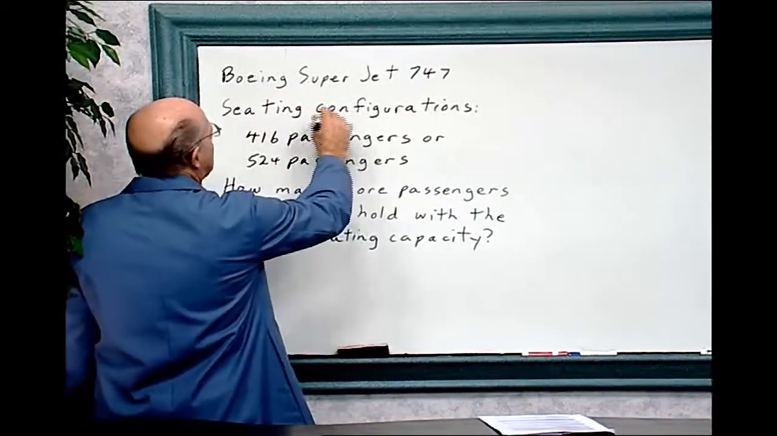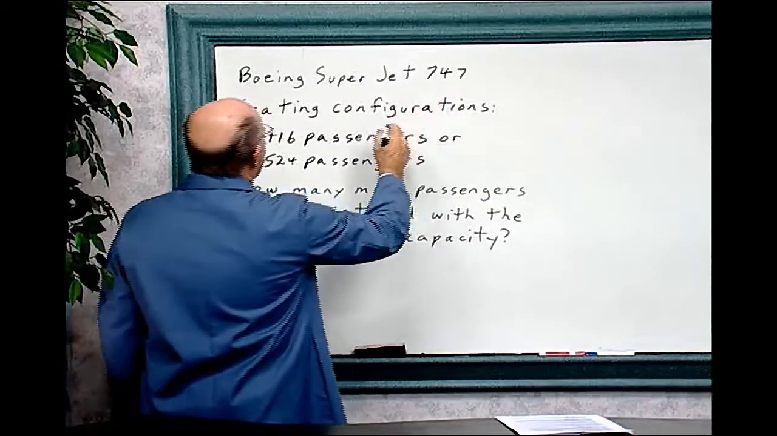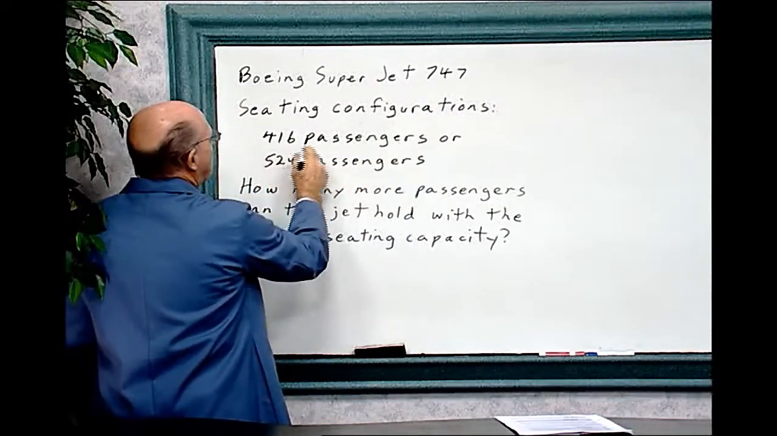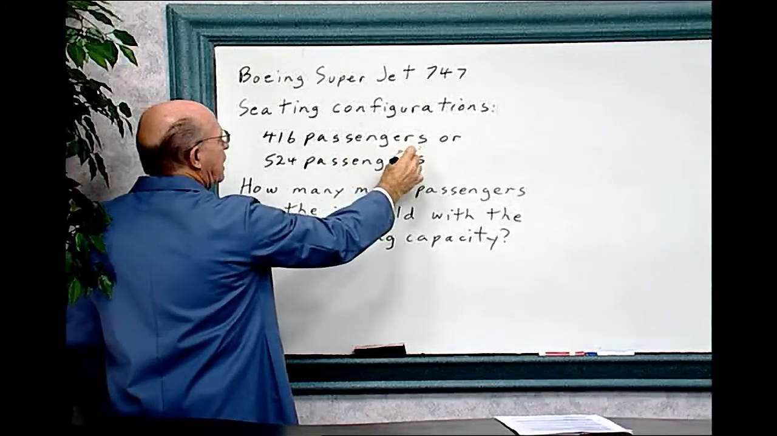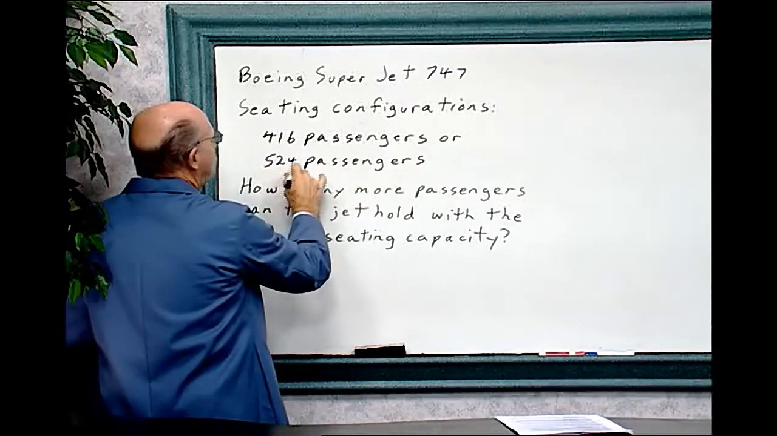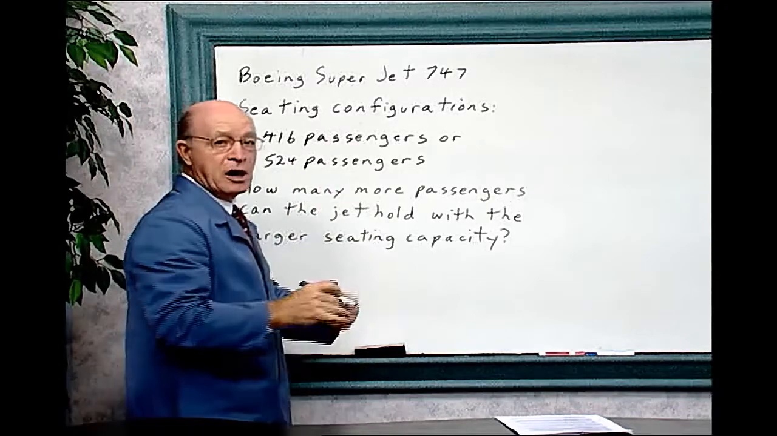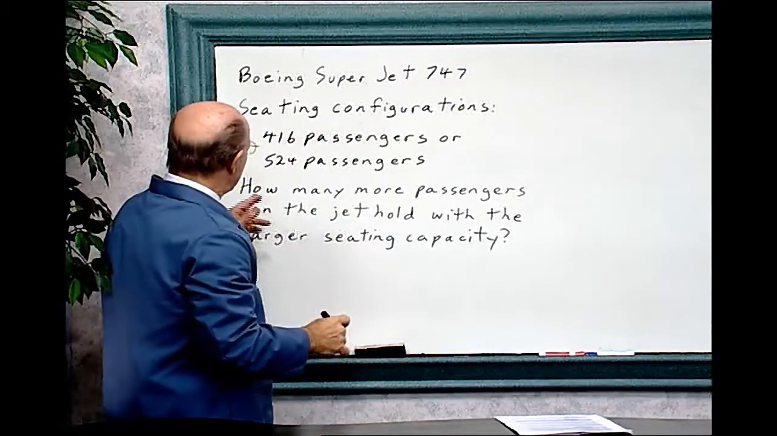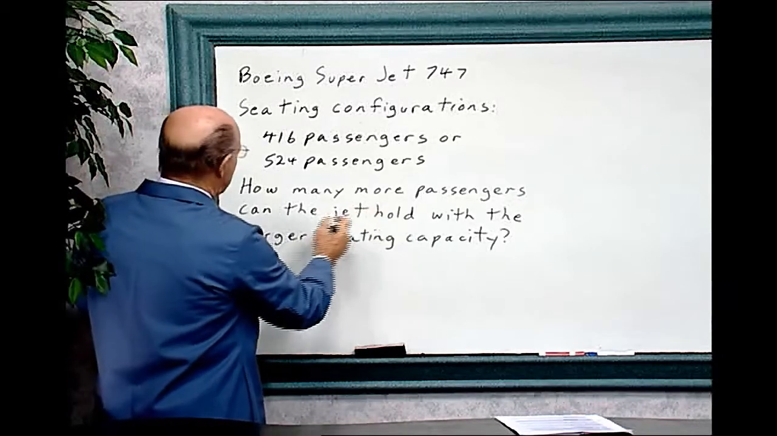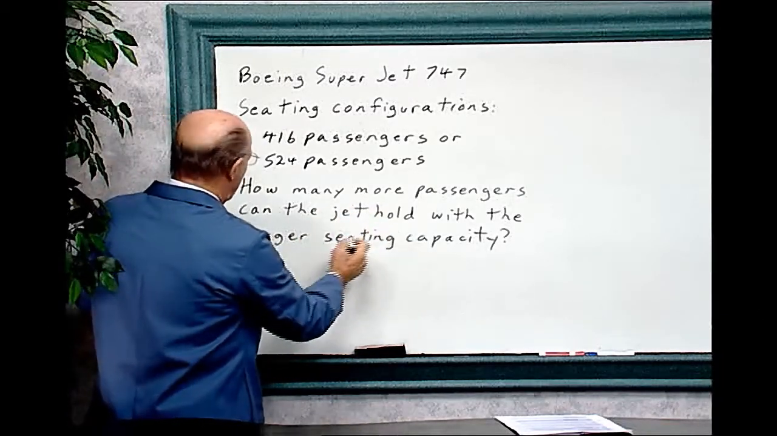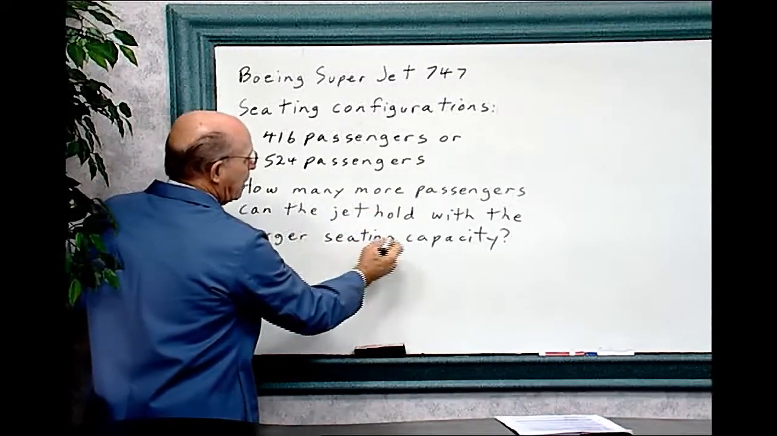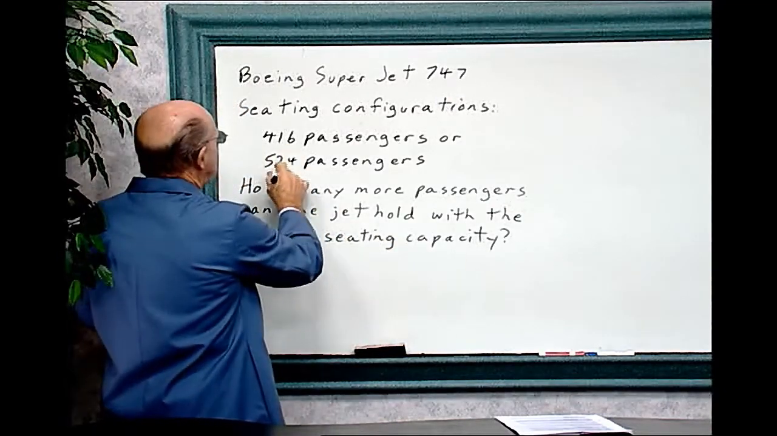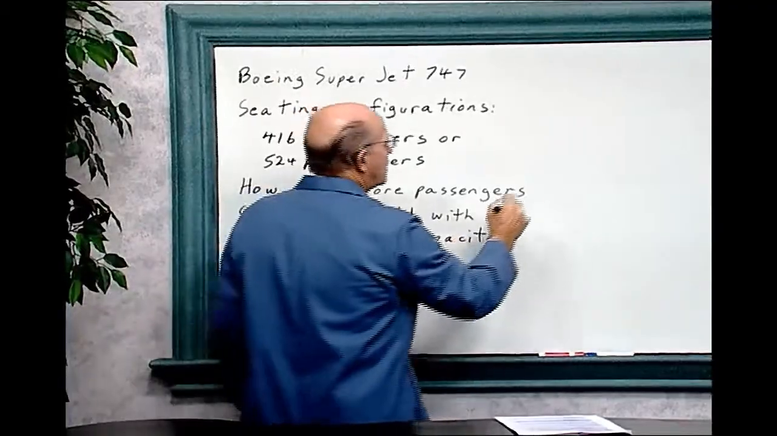The Boeing Superjet 747 has 2 seating configurations. Either 416 passengers you can get the plane in, or 524 passengers. And that's a large plane to seat so many passengers. The question is, how many more passengers can the jet hold with the largest seating capacity? So we have to deduct 416 from 524.